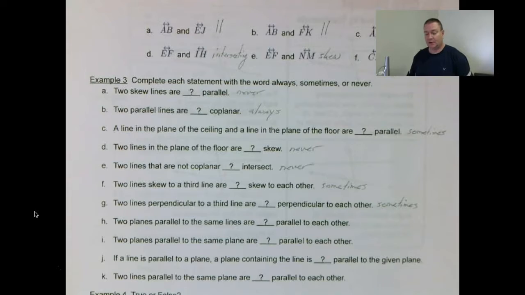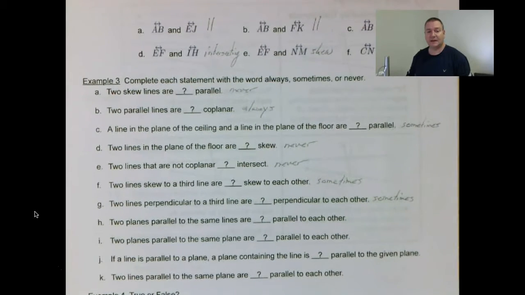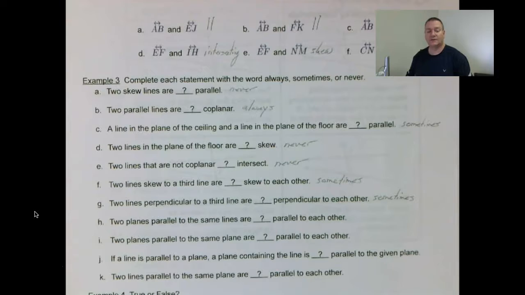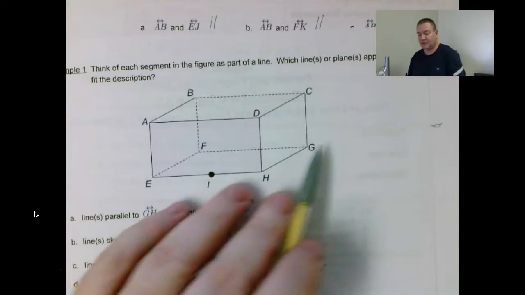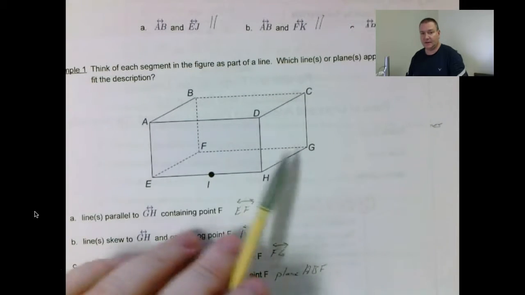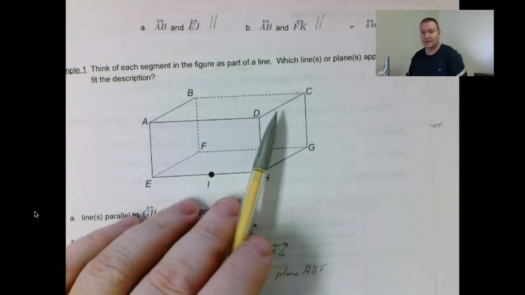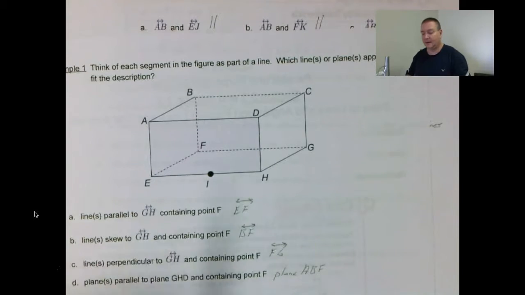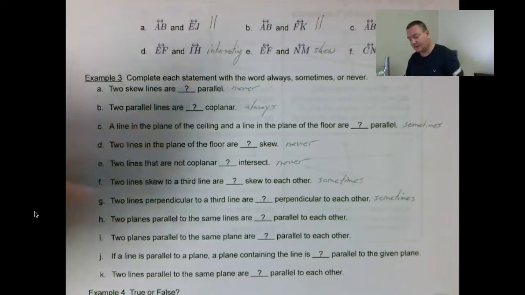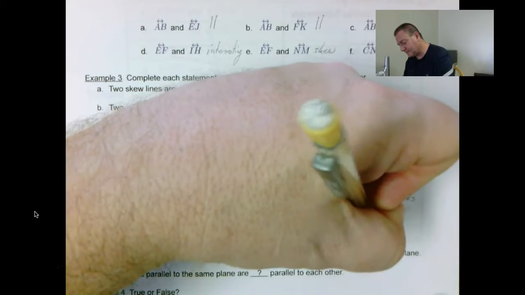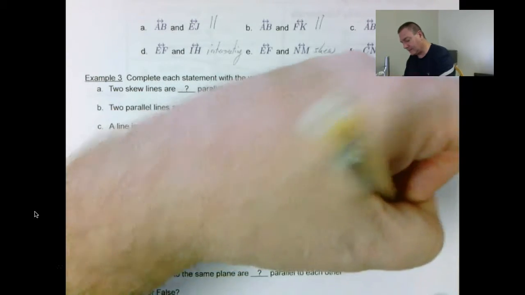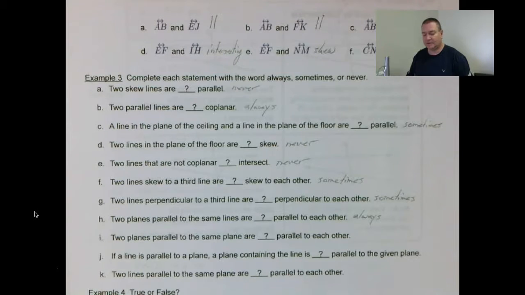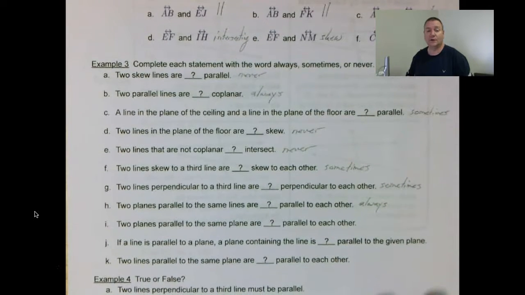Two lines parallel to the same line are always, sometimes, or never parallel to each other. AB is parallel to CD, GH is parallel to CD, AB and GH are parallel. AB is parallel to CD, EF is parallel to CD, AB and EF are parallel. Two lines parallel to the same line are always parallel to each other. Two lines parallel to the same plane, this is a little different wording, are always, sometimes, or never parallel to each other.